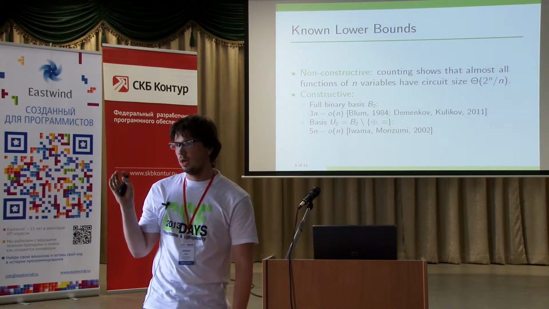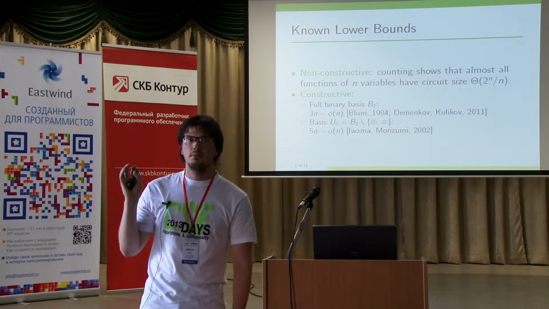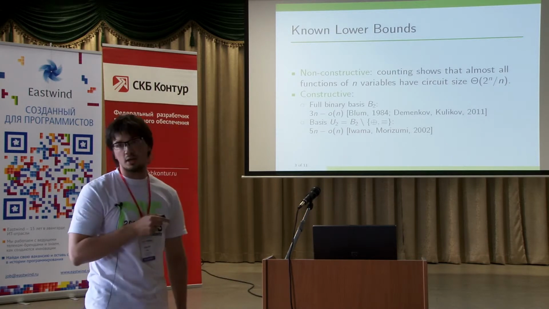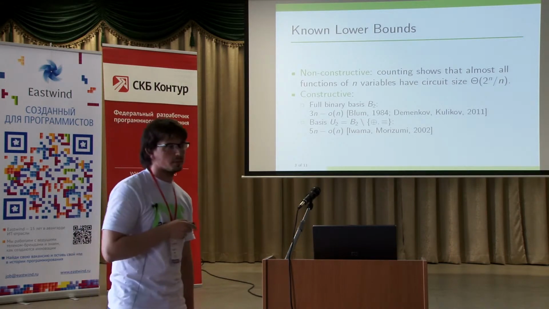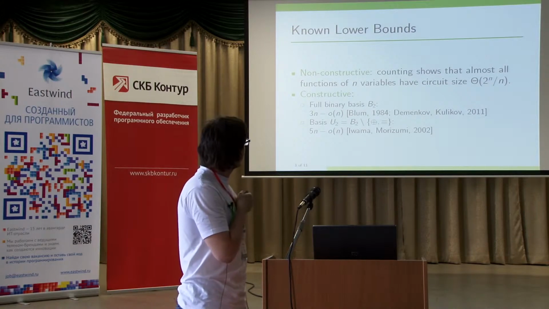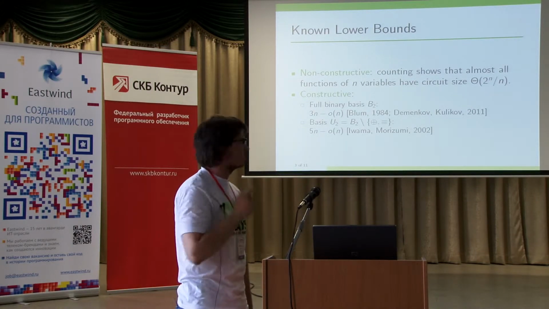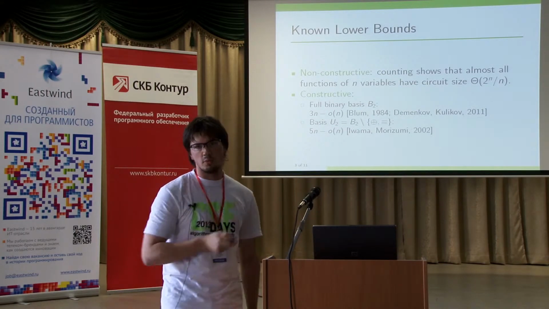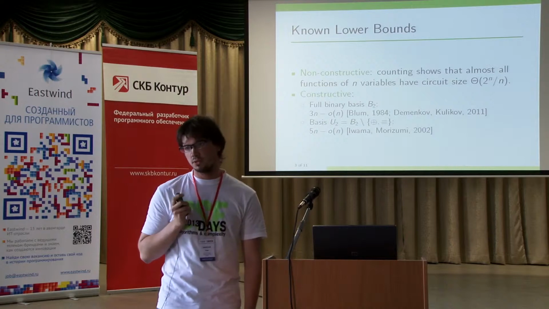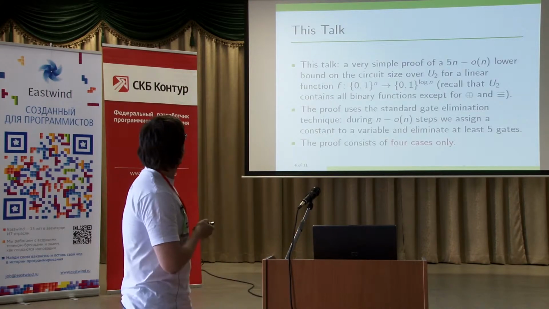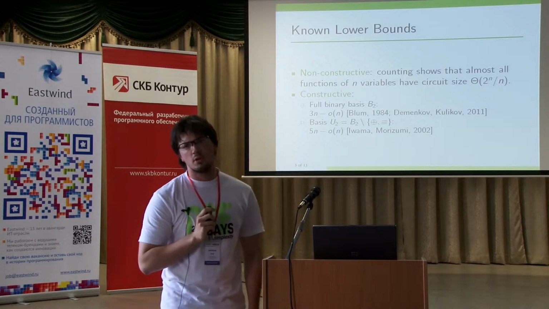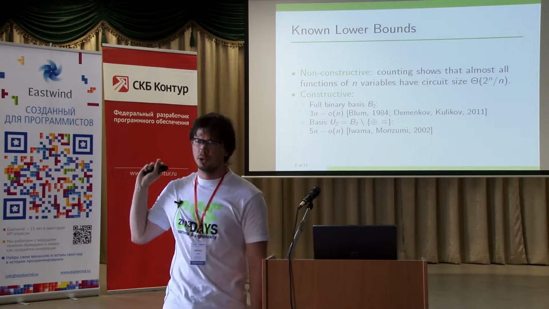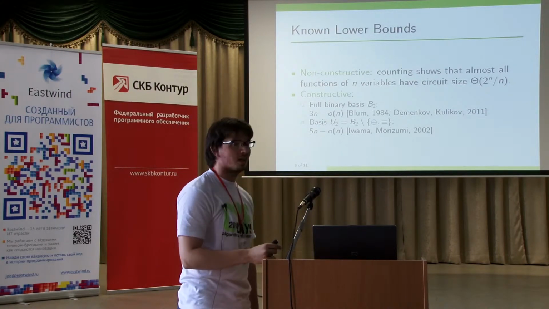Some known lower bounds for this object: if we pick some random function, it requires exponential size circuit. And we can't name any explicit function with more than a linear lower bound. So, okay. In the full basis, the best known lower bound is 3n. In the U2 basis, the best known lower bound is 5n. At this moment, I would like to say some words about the motivation of this work. It's a very simple proof, so I have plenty of time for this.